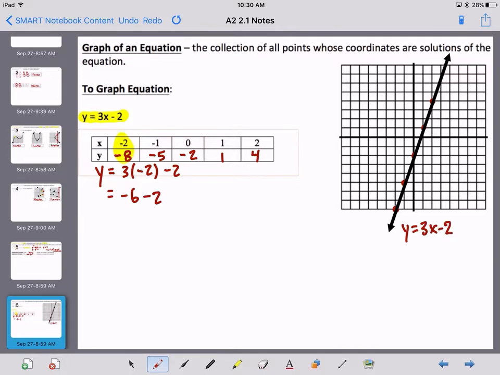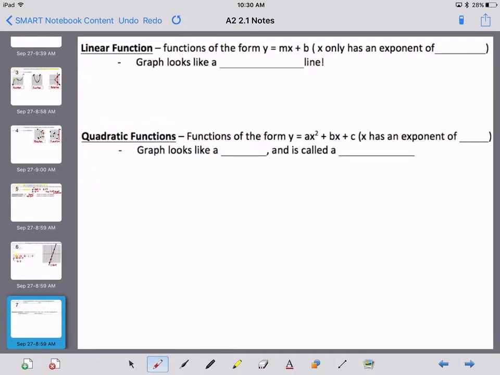Okay, so one last thing that we need to talk about is the different kinds of equations. The first that we're going to talk about, which we've talked about a lot so far, are linear functions. Those are always in the form y equals mx plus b, and they always have an exponent of 1 on the x variable. The graph is going to look like a straight line. So if we would have our y and our x plane, this would be an example of a linear function, straight line.